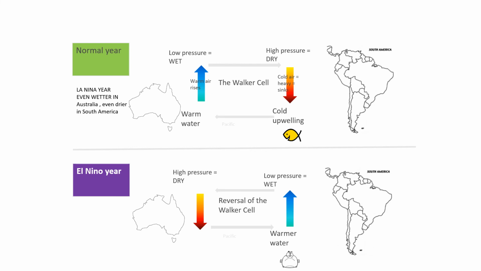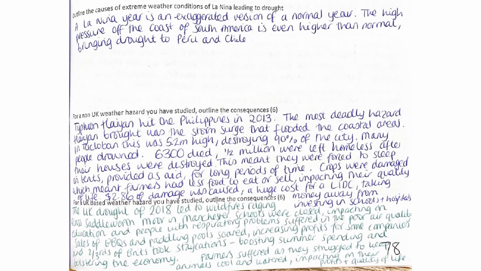In terms of a La Nina year, La Nina is an exaggerated version of a normal year. So in a La Nina year, we get drought for South America because their high pressure becomes extra high pressure, extra dry, which leads to drought for them in a La Nina year. So you've got a question about La Nina there. Then we've got a non-UK weather hazard you've studied. So that's going to be Typhoon Haiyan. UK-based weather hazard, that's going to be the UK drought.